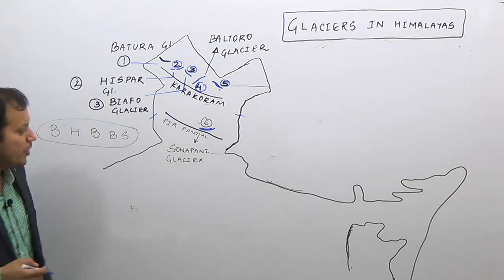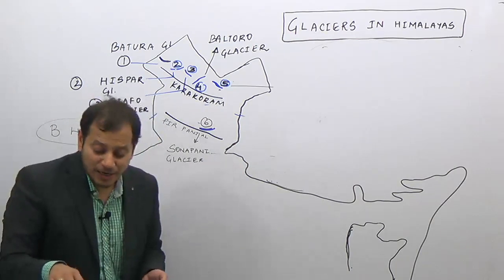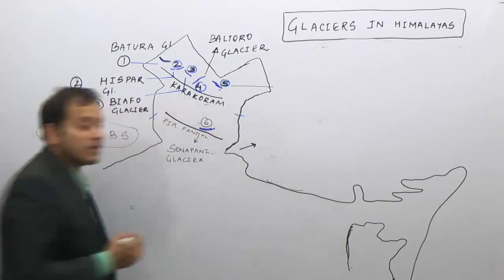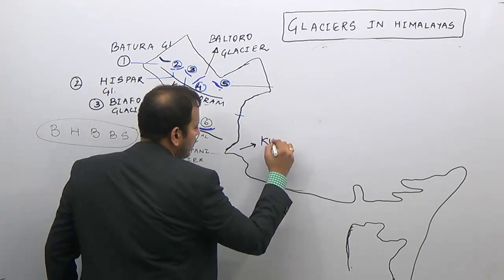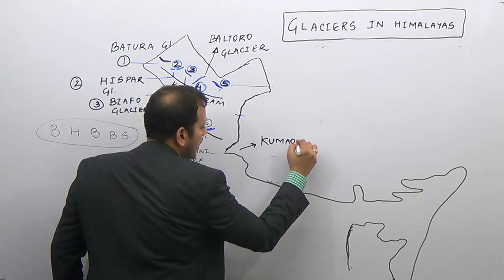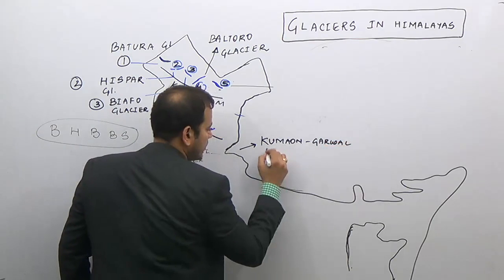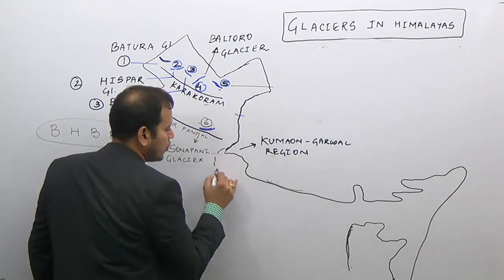The next important glacier lies in the state of Uttarakhand. State of Uttarakhand means which region? In the Kumaon Garhwal region. So the next important glacier lies in the Kumaon Garhwal region, that is the state of Uttarakhand.